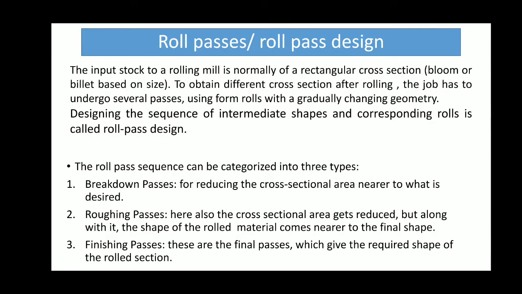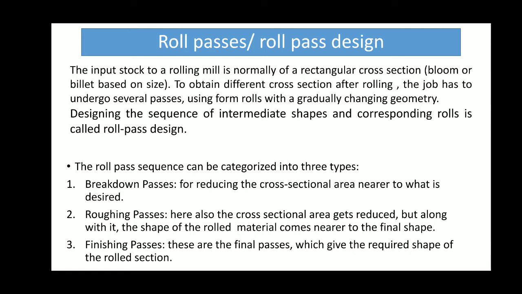Next we'll be discussing the roll passes, or the roll pass design. So what is this roll pass? We know there is a series of rolling passes that we go for to receive the final desired output. The input stock to a rolling mill is generally of rectangular cross section, a bloom or billet depending on the size, that we already know. Our intention of rolling is to obtain a different cross section, maybe reduce thickness, or maybe the shape of the cross section itself will be different.